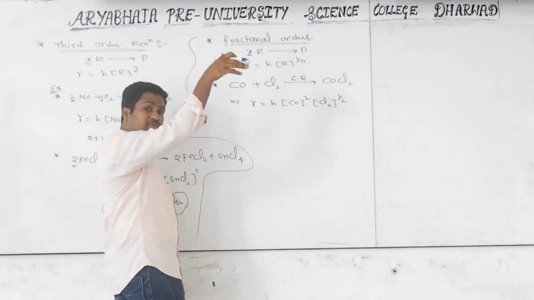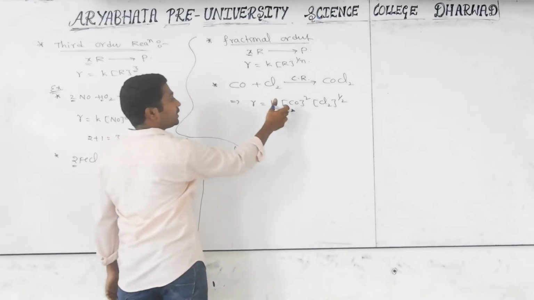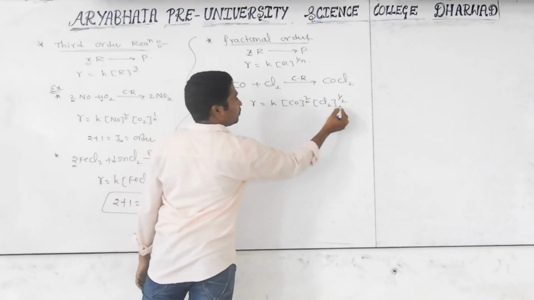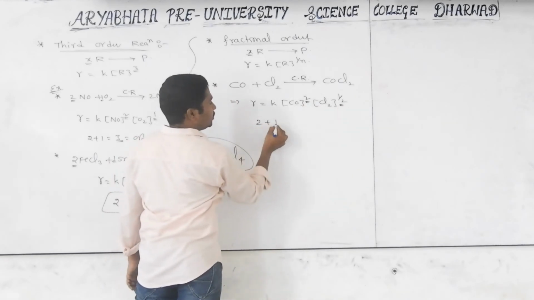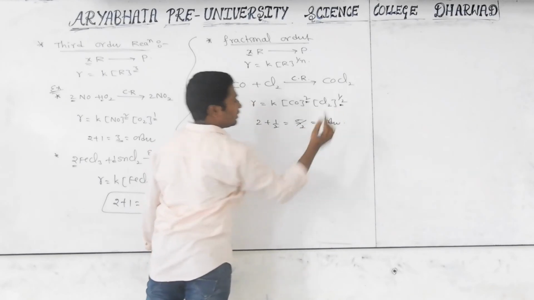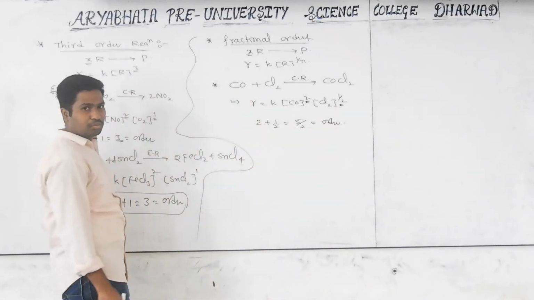In one of these steps it is going very slowly, and from that we derive the rate law. So what is the order? 2 plus 1 by 2, which is nothing but 5 by 2. It is the order. Is it a fractional value or not? Yes, it's nothing but 2.5.